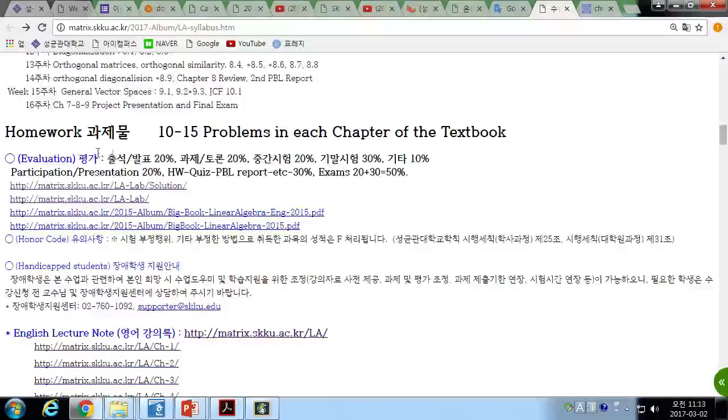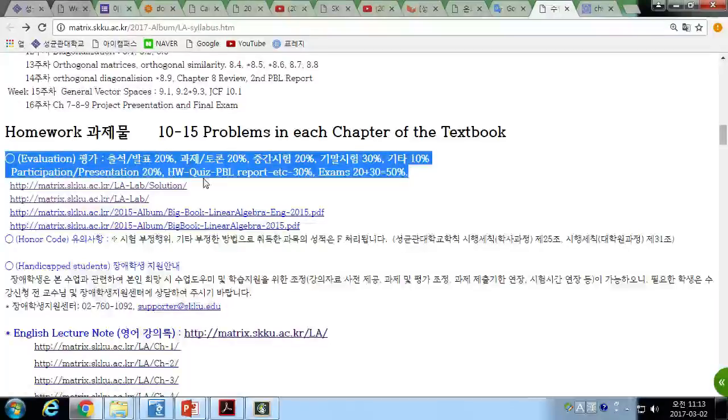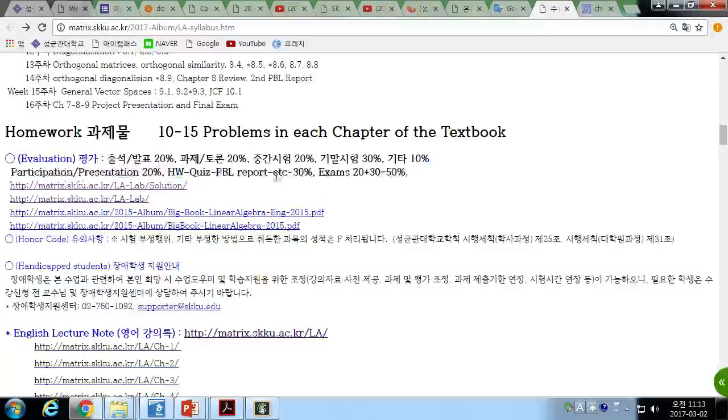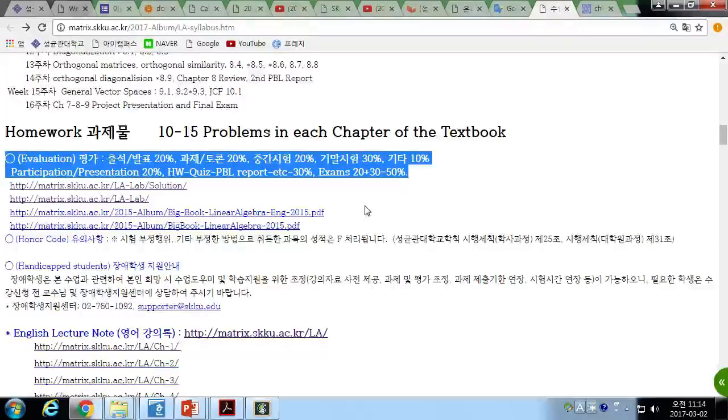Here, the important evaluation. Evaluation, like I said before, participation and presentation will be counted as 20%. Homework, quiz, and PBL report will be counted as 30%, and midterm 20%, and final comprehensive examination as 30%. The exam evaluation will be based on your performance on each of these categories.